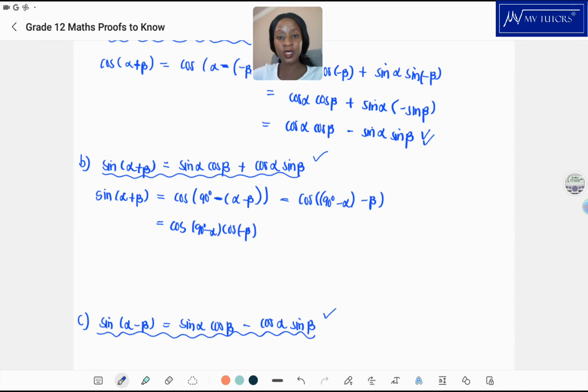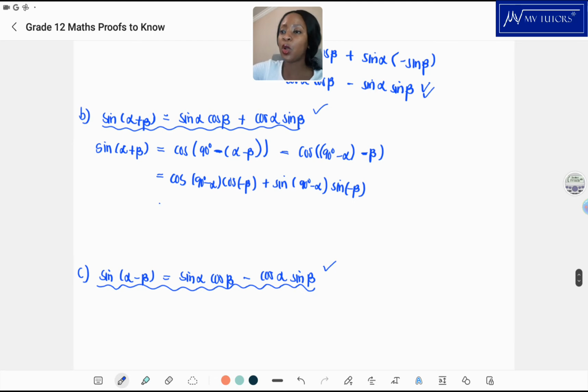Okay, so because we changed it to a cos, now I have cos, and because I had a negative there, I need a positive over here. So now I have sine 90 minus alpha multiplied by sine negative beta. Okay, so what would cos 90 minus alpha be? Well, 90 minus alpha means we're in the second quadrant, and that cos and 90 will actually change to a sine. Okay, and we have sine alpha. And then I would have cos negative beta.